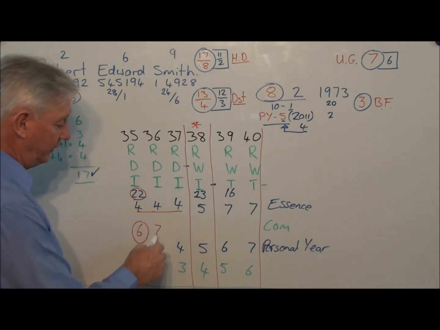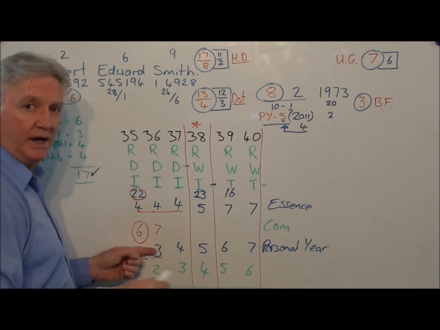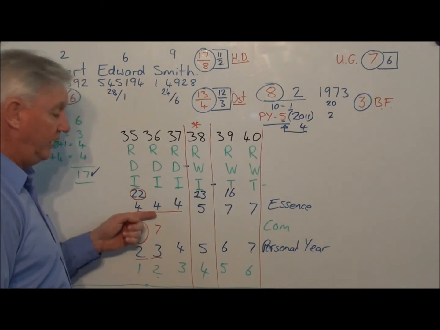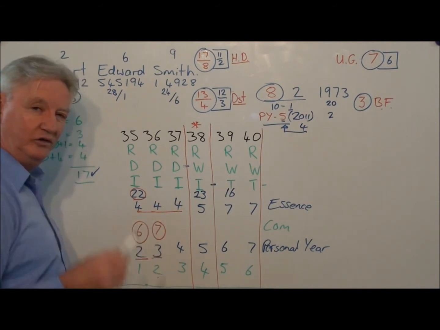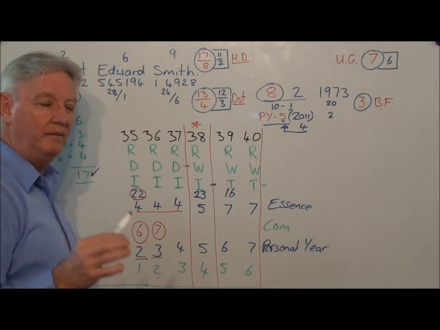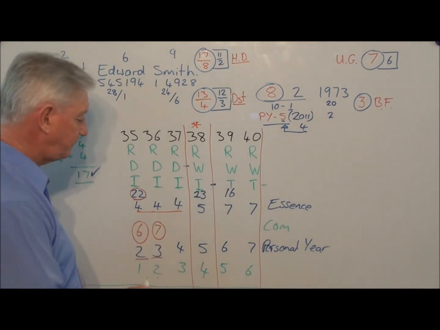On the next one, 3 and 4 is 7. The environment says, okay, get going, you need to pick up speed here. He remains the same. It says, but whoa, between the two of them, can you just start to think a little bit about what you're doing? You have to be a bit more careful.